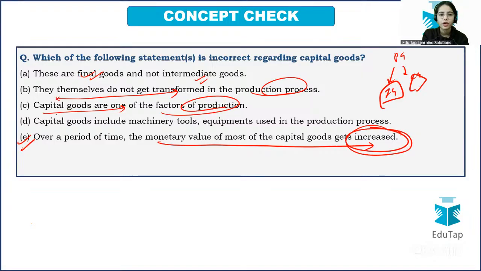Capital goods are one of the factors of production, and they include machinery, tools, equipment and such. Okay, so E is the answer here.